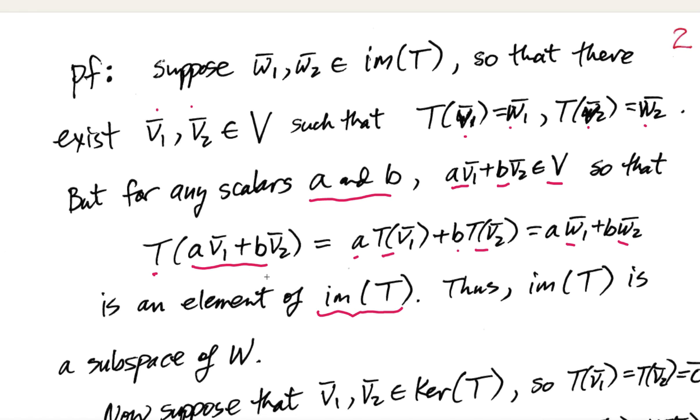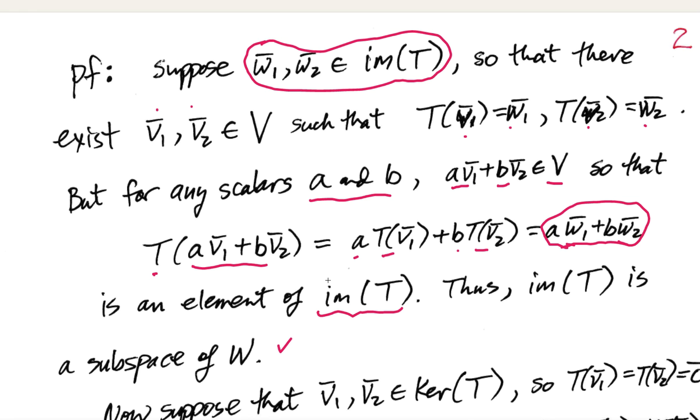So this is obviously part of the image of the transformation. So this thing is part of the image of the transformation. That's a part of this setup here. So notice this then. If these two are in the image, then what? That arbitrary linear combination is also in the image. That makes it what? A subspace. Okay, a subspace of W, in fact.